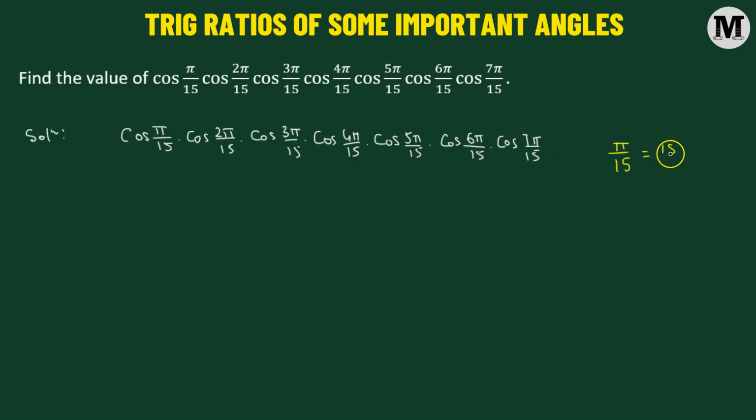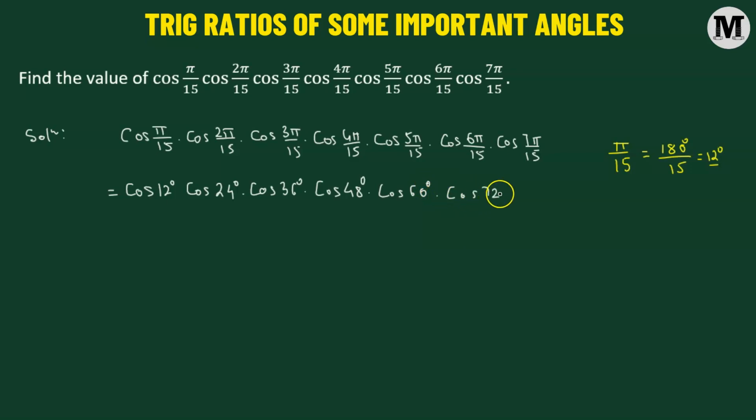Now we'll replace the value pi with 180 degrees and divide by 15, and that should give us 12 degrees. So pi over 15, its degree equivalent, is 12 degrees, meaning our entire expression is now going to become cosine of 12 degrees times cosine of 24 degrees, multiplied by cosine of 36 degrees times cosine of 48 degrees times cosine of 60 degrees, multiplied by cosine of 72 degrees times cosine of 84 degrees.